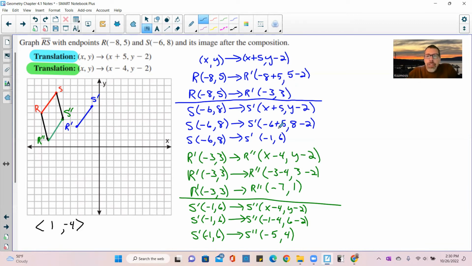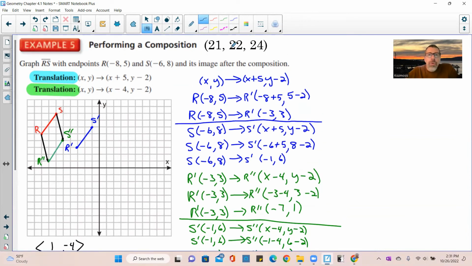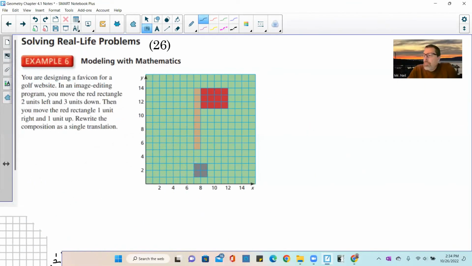Up three, is it three? No, it's two. Down two, and then down two again, that's a total of down four. All right, so moving from here to here to here is the same as a direct move. So this was a translation from red to blue, a translation from blue to green, and that was a composition of a direct shot from RS to R double prime S double prime. And that rule was 1, -4. Okay, so after doing that, you should be able to do 21, 22, and 24 on your exercise.